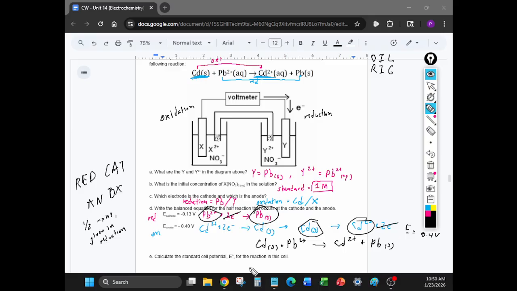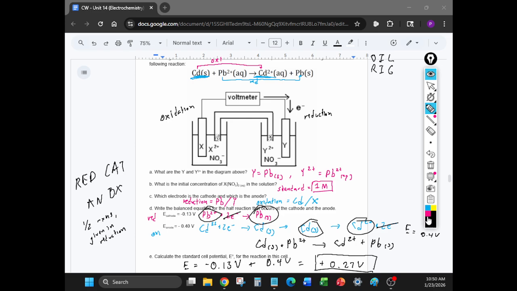All right, and then for the last one, part E, we're going to use what we just did. At the cathode, reduction, we have negative 0.13 volts plus, at the anode where oxidation takes place, we have 0.4 volts. Okay, we just need to combine them together, and that will give us positive 0.27 volts. And that'll be our answer.